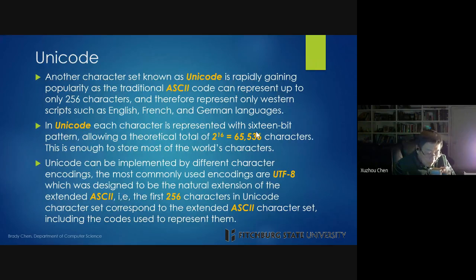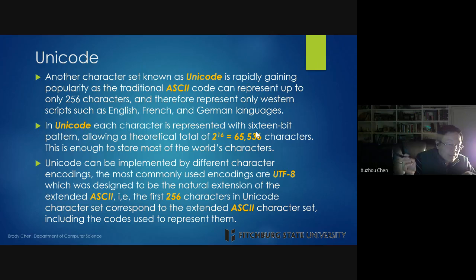Now, ASCII code was defined in the 1960s. As computers became more and more popular, there was a high demand that people want to extend these ASCII codes. Even the extended ASCII code is still a very small character set, so they want to extend the character set.